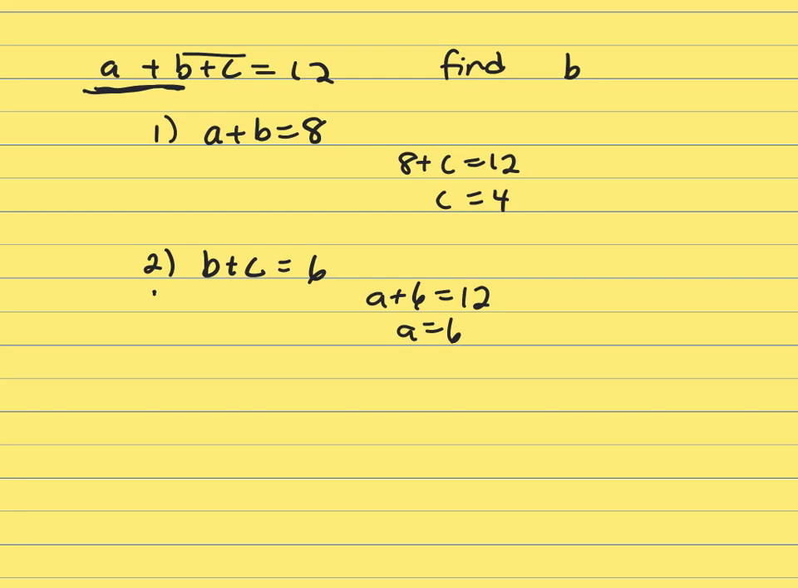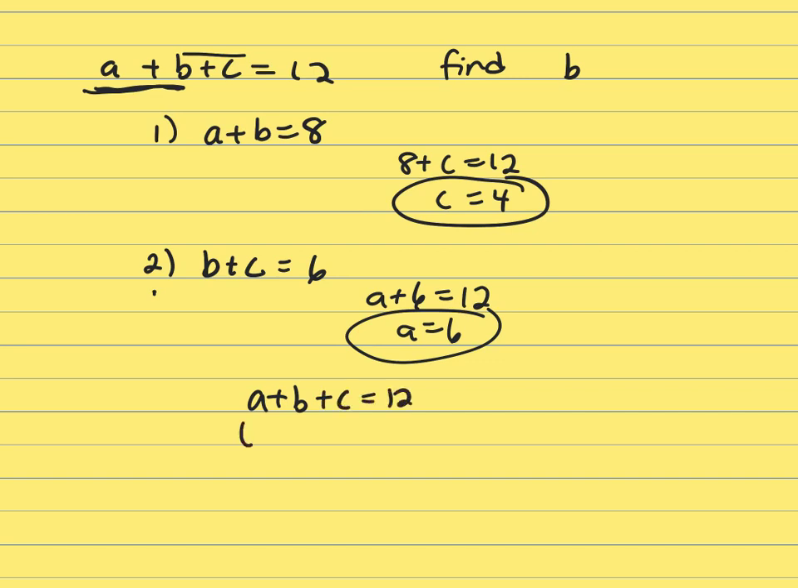So now what you do is you put both of them together, and that's going to work. And on the GMAT, I would stop right now, but I'm going to go ahead and show you how I would do that. We know we're plugging back in a plus b plus c equals 12. We know a is 6 plus b plus c is 4 equals 12. So that's b plus 10 is 12. b is 2.